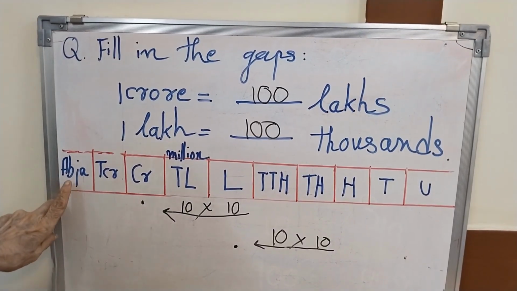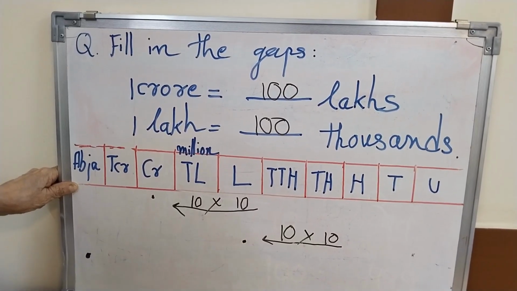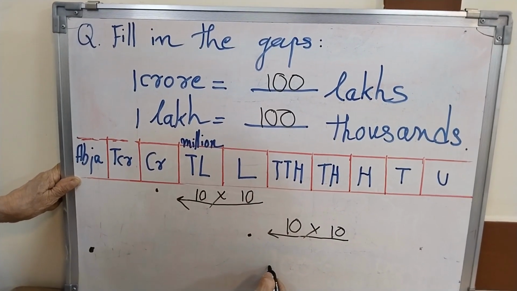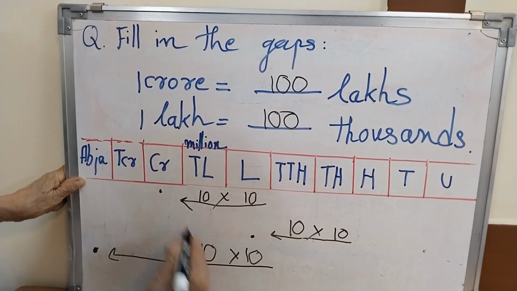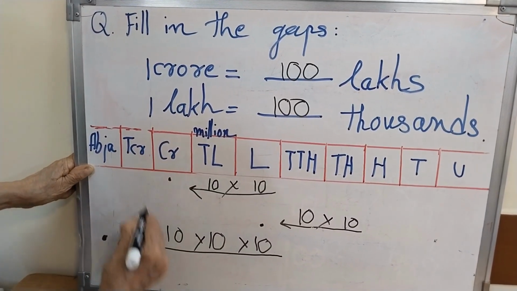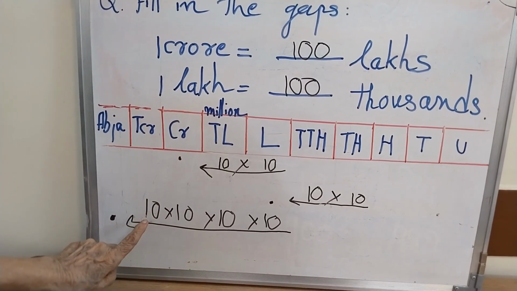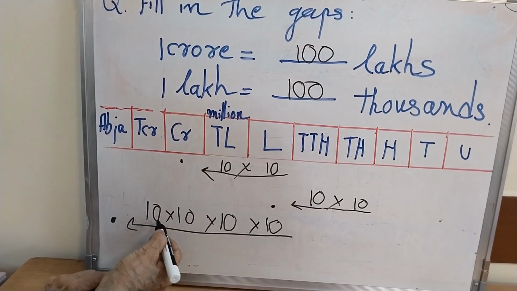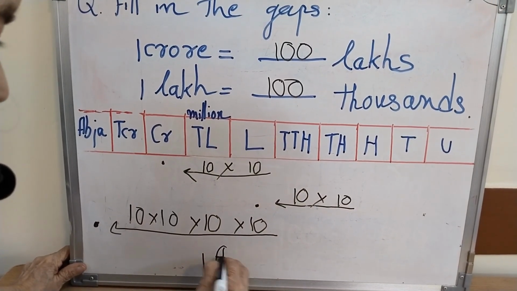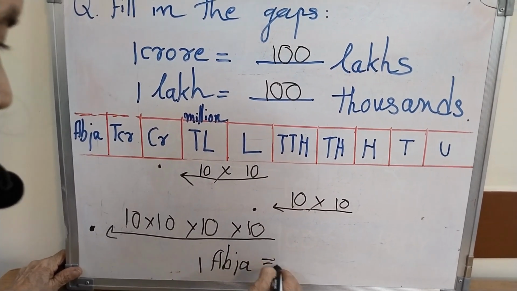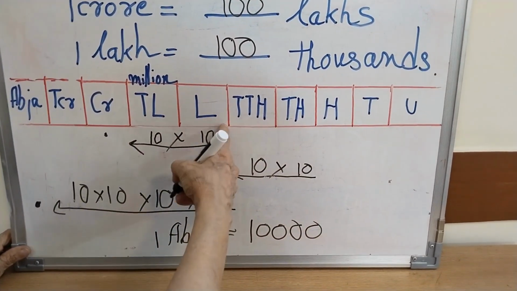Now suppose we want to take 1 abja. So for 1 abja, we have to come here and they are asking us to find out how many lakhs make 1 abja. So start from lakhs and come up to here. So this is 10 into 10 for this, into 10 for crores, into 10 for 10 crores. So here we will have to give the answer as 1 and on it 1, 2, 3, 4 zeros. So 1 abja becomes 1 with 4 zeros after it, and we have started from lakhs, so lakhs.